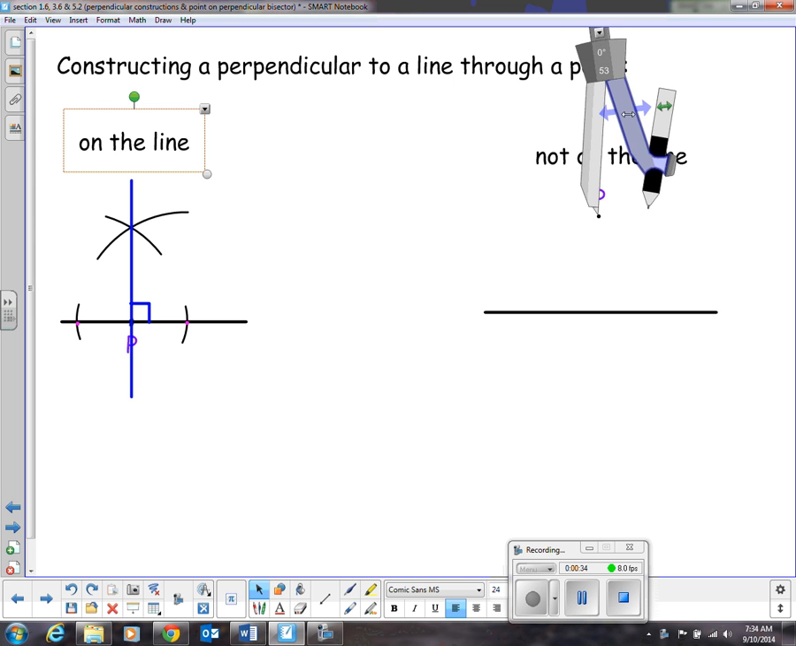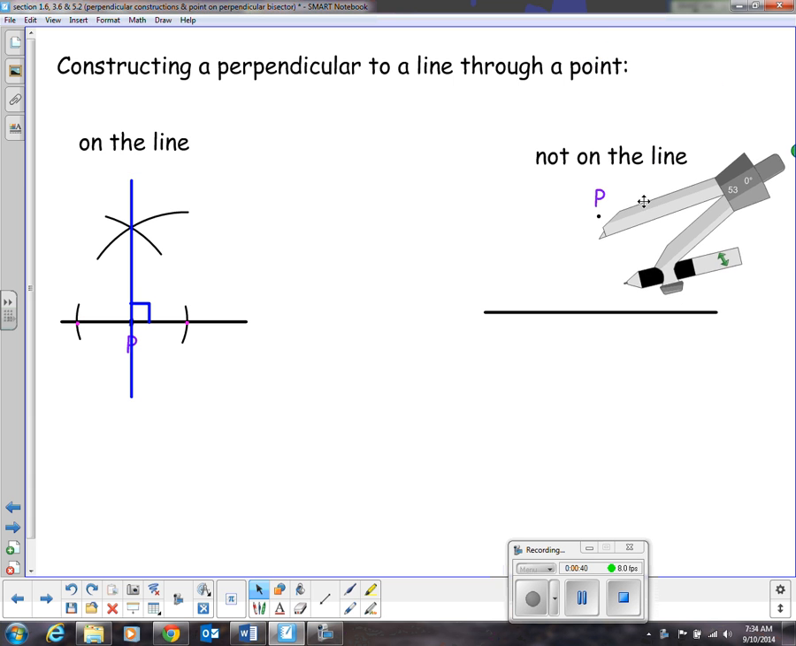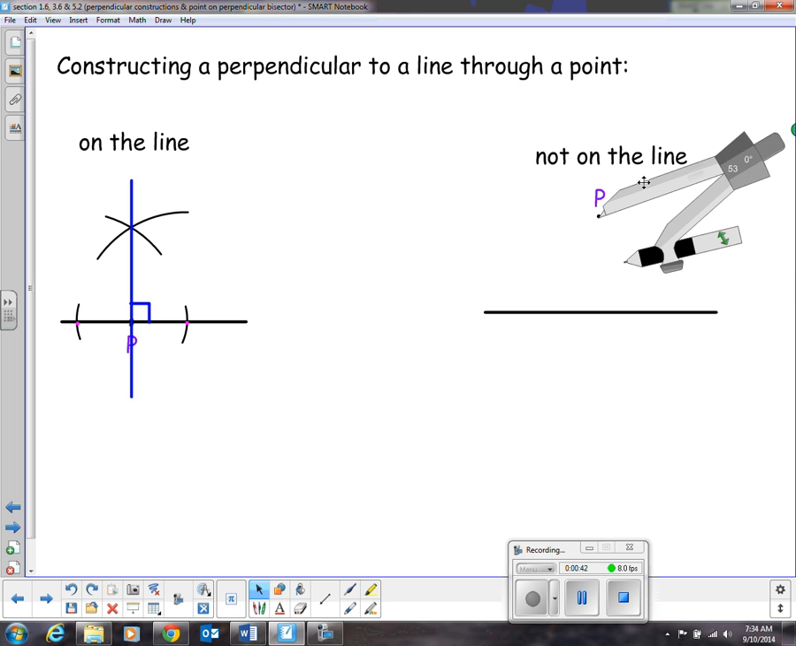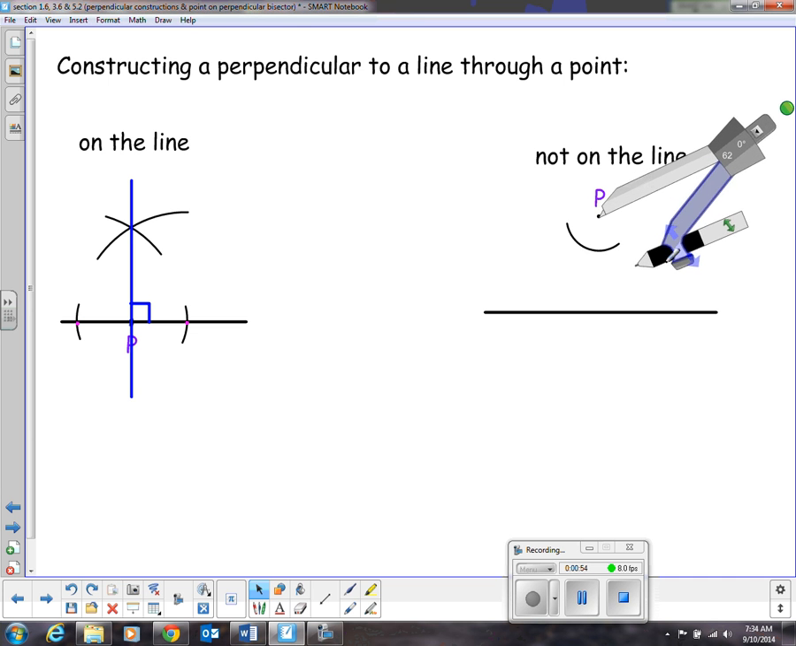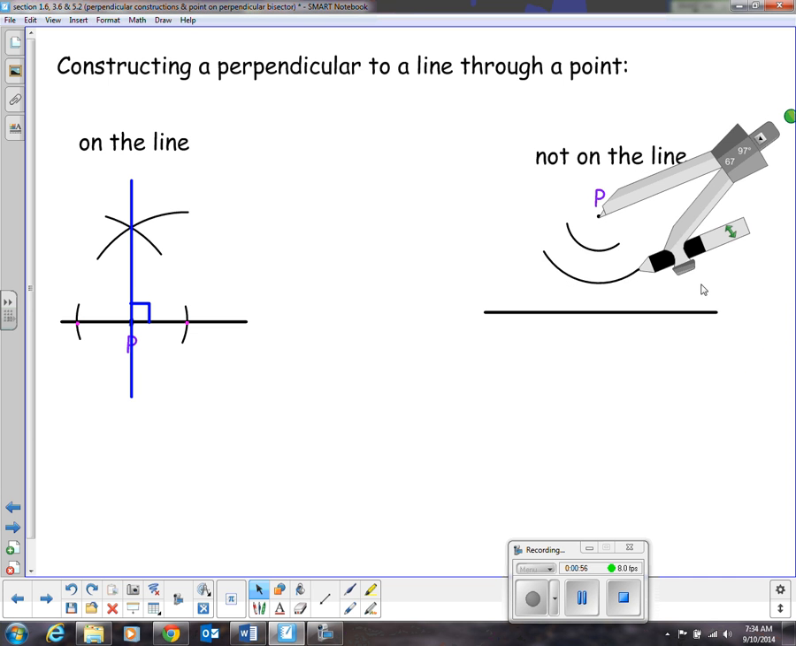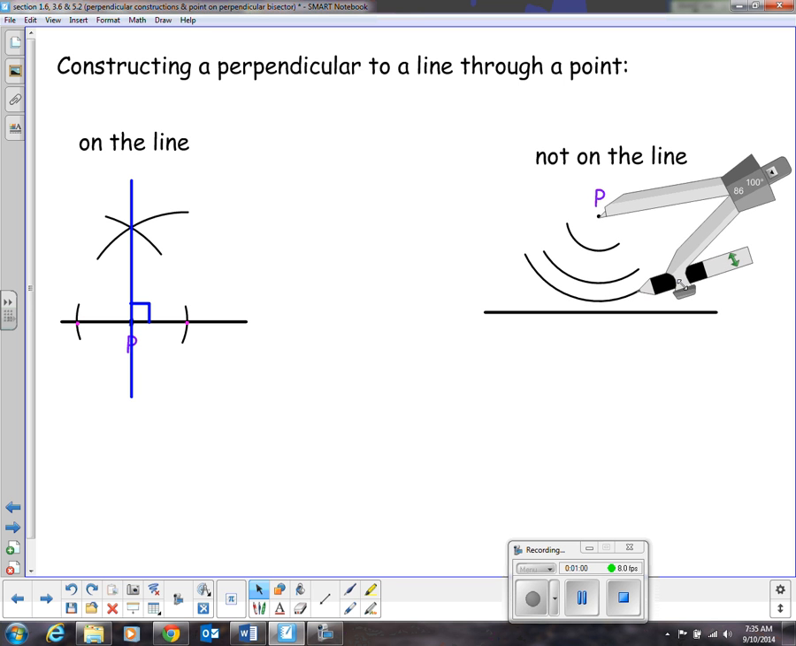Now, let me rotate this. So, now the opening is important. Do you remember how we intersected this segment twice? If I keep my compass this way, am I going to be able to intersect my segment? Okay, if I open it this way, am I going to intersect my segment? If I open it this way, am I going to intersect my segment? What must be true about the opening?